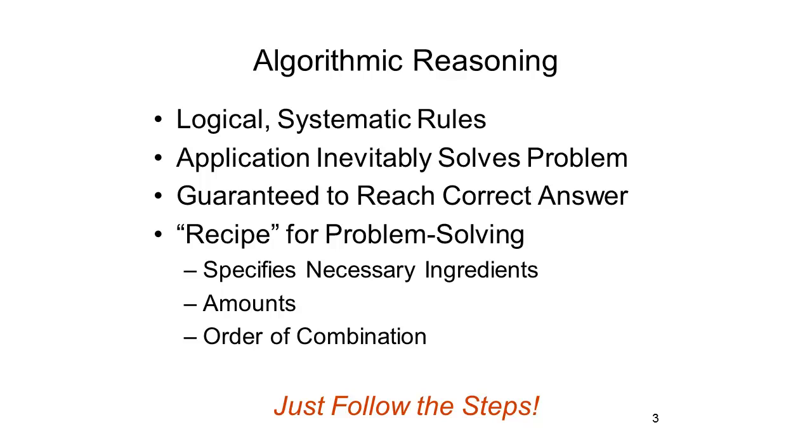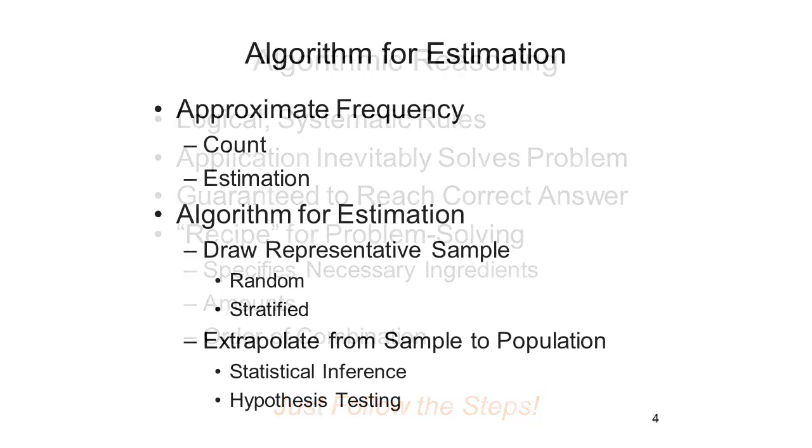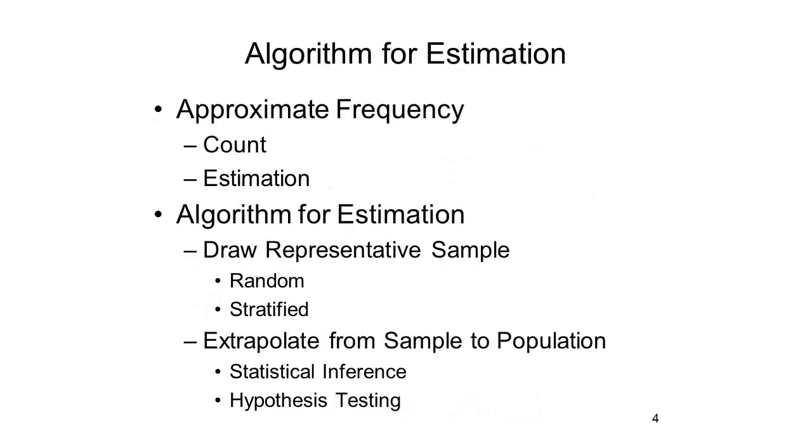Similarly, we can define an algorithm, a term that comes over to us from mathematics, as a set of logical, systematic rules whose application will inevitably solve some problem. If you apply the correct algorithm and you apply the algorithm correctly, you are guaranteed to reach the correct answer. You'll never make a mistake. For example, here's a kind of algorithm for estimating some quantity. Of course, you could always count it or weigh it and get an exact number, but sometimes that's not practical.